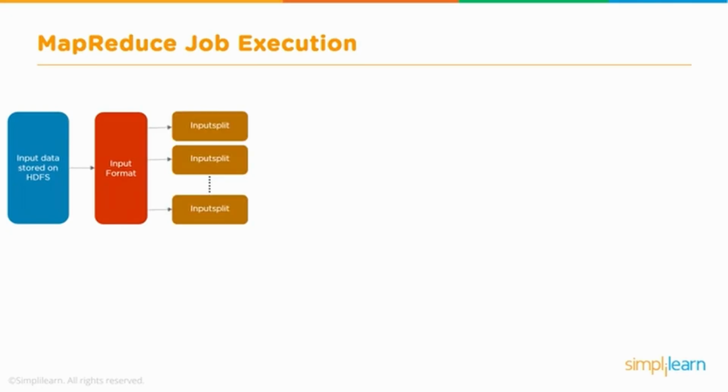So input format is specified, and based on the input format and the size of the file, your file is split into multiple chunks. By default the chunk size is equal to your block size, but that is also customizable. If you're processing one file bigger than the block size, say the default block size is 128 MB, then the file is broken down into blocks, and you would have multiple splits, and the number of splits would be equal to the number of blocks.